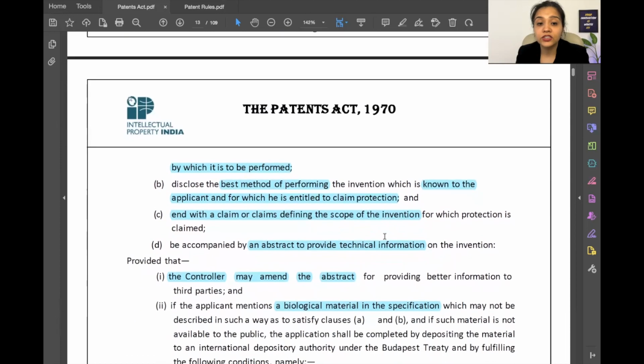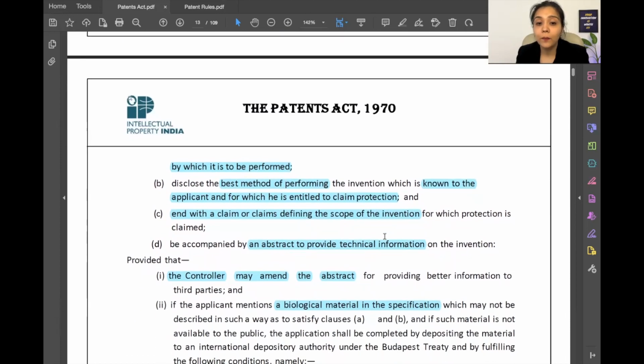Next we have end with the claim or claims defining the scope of the invention for which protection is claimed. So again, a specification should end with the claim or claims defining the scope of the invention. So what does a claim disclose? A claim discloses the scope of the invention. So all these terms are important for our understanding and for the purpose of objectives as well.